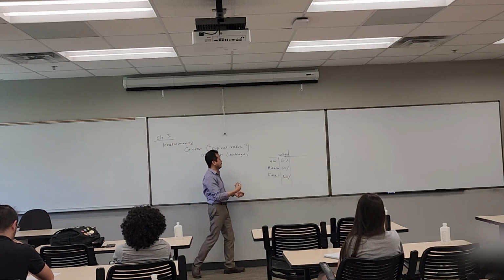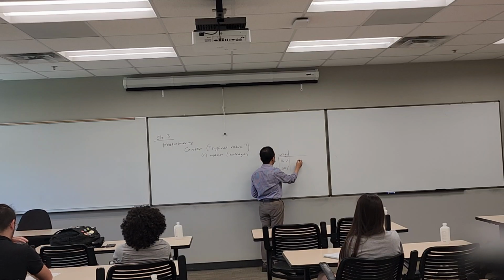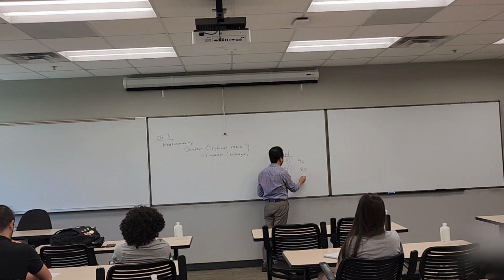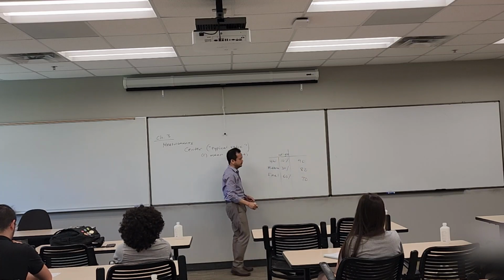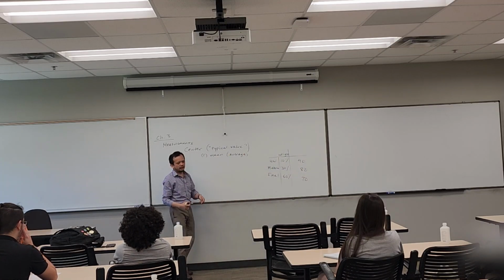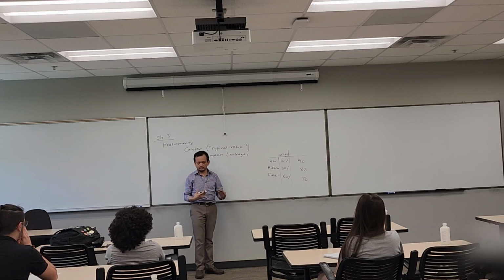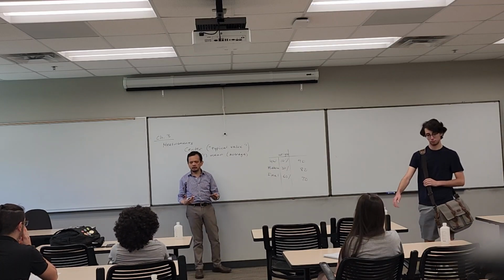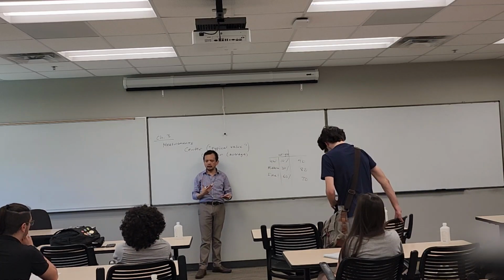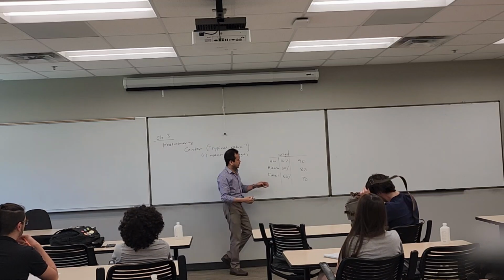And let's say that these are the grades that you get in each. Let's say the homework, you get a 90. Let's say the midterm, you get an 80. And let's say the final is a 70. Let's say that we want to find the average grade. So typically the average grade would be to add up all the grades and divide by the number of grades.